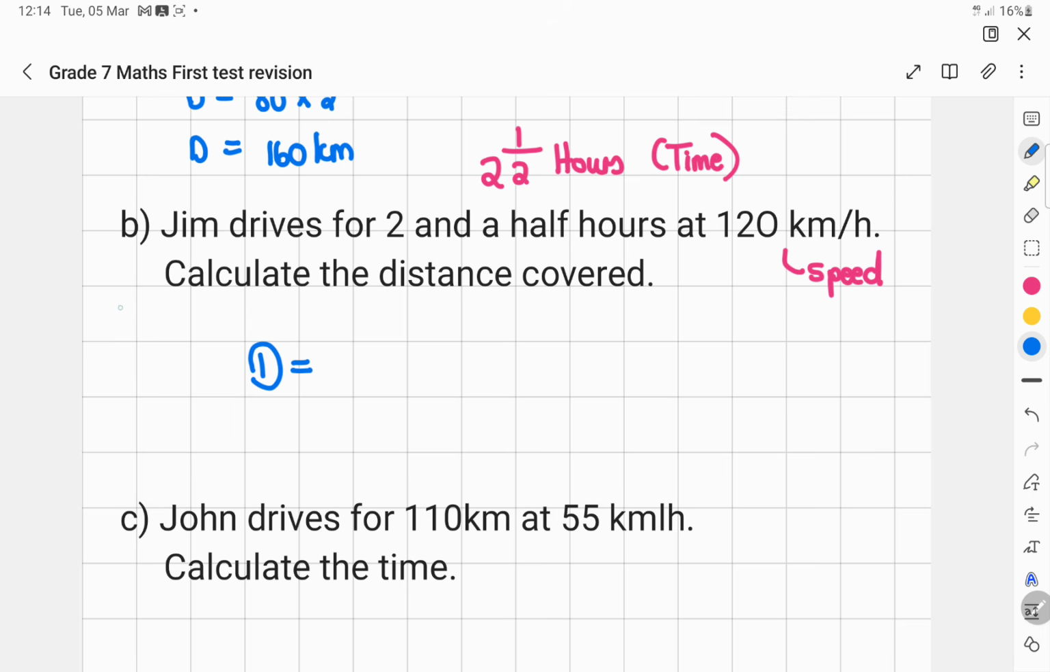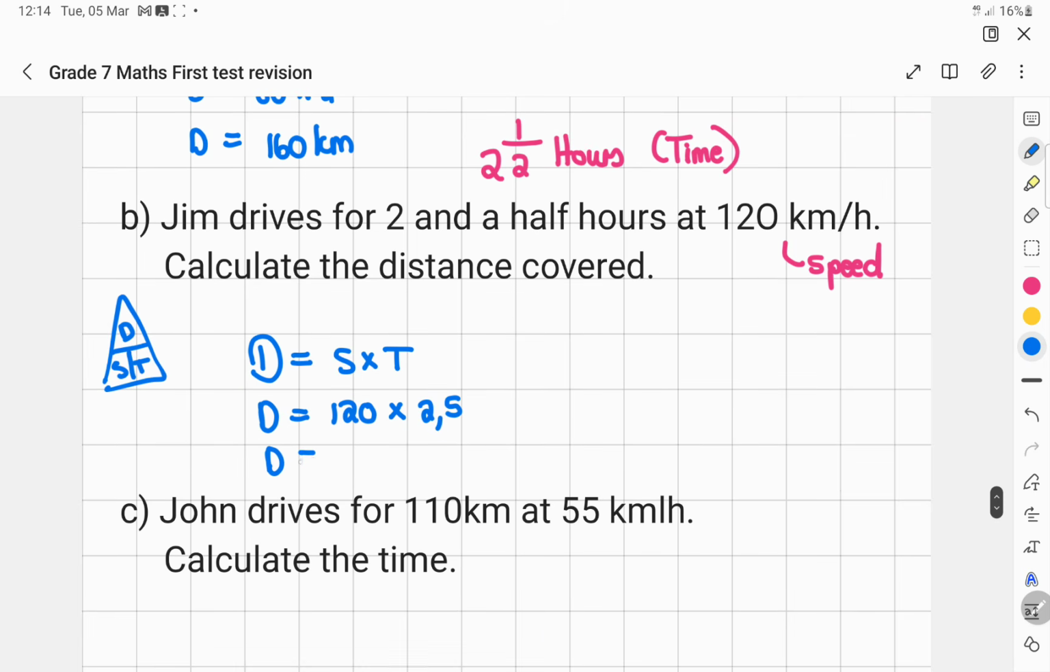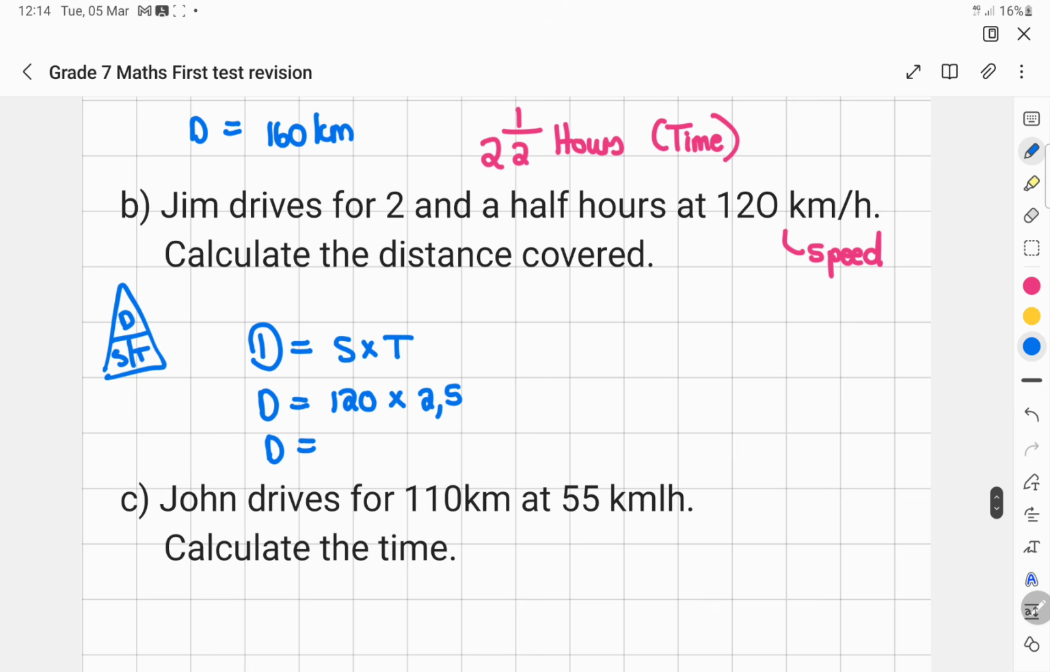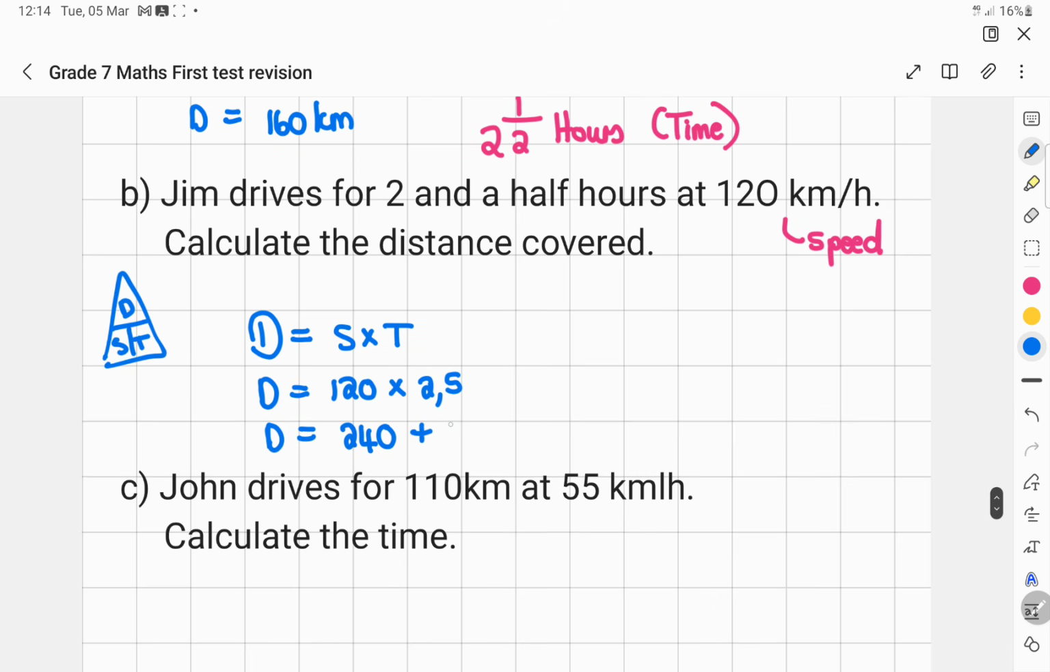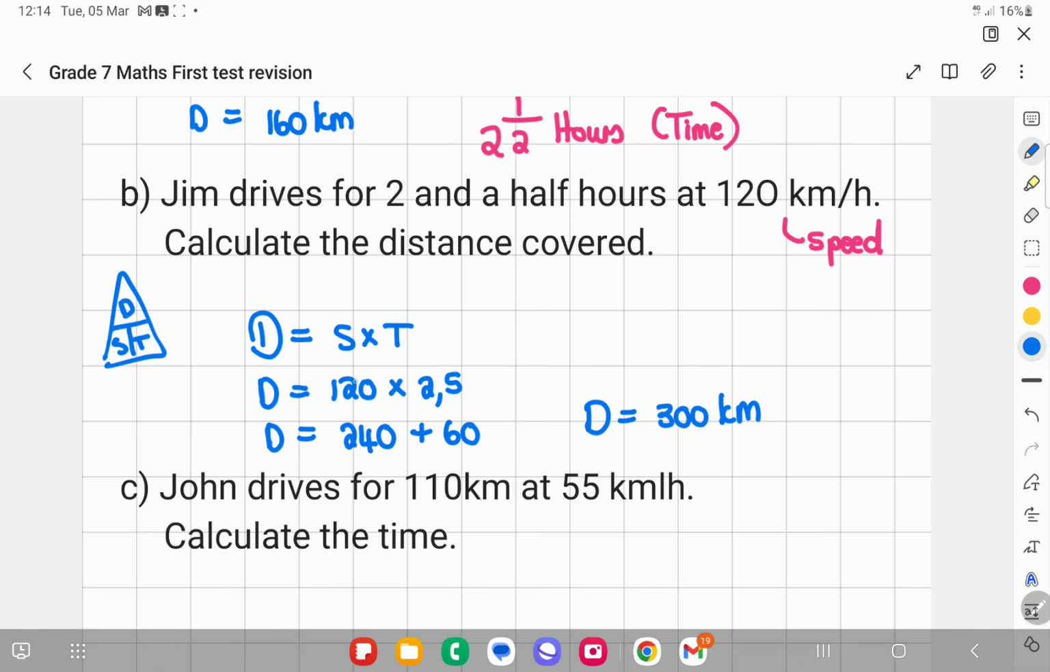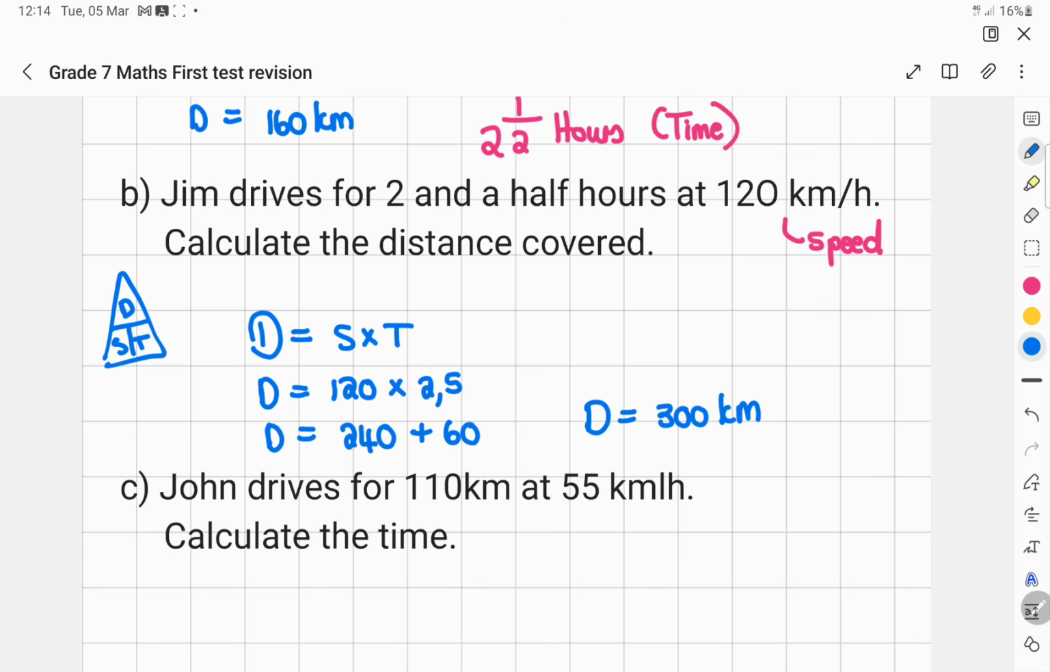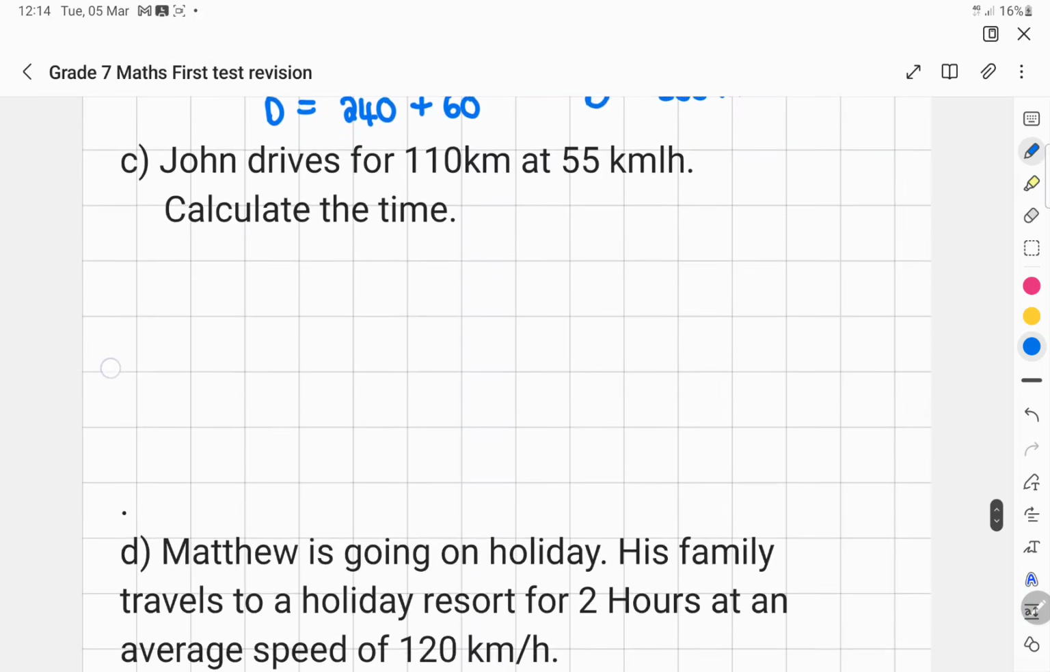Distance is equal to, if you've got your little triangle, distance is equal to speed times time. Your speed is 120 kilometers. Your time is 2.5. And if you struggle with this, you can say, what is 2 times 120? It is 240. And what is half of 120, which is 60. So your distance is 300 kilometers. Okay, so 2 of those and a half of that, if you add it together, it gives you 300 kilometers.